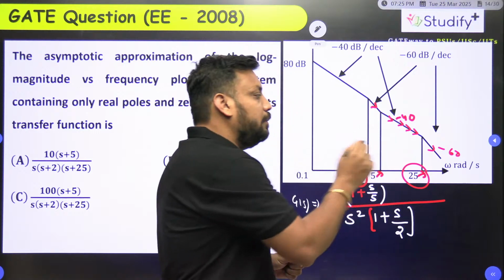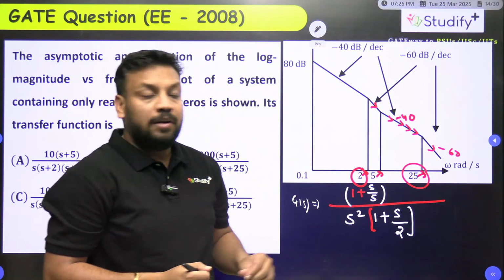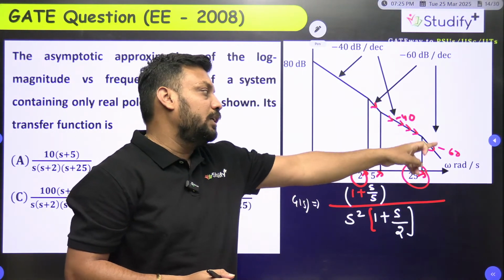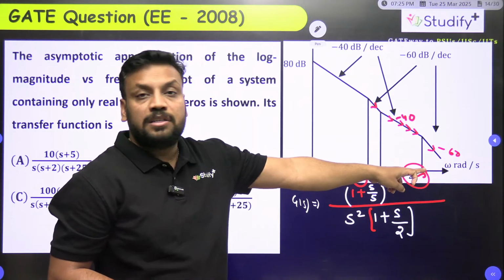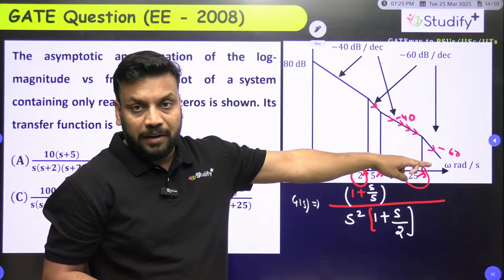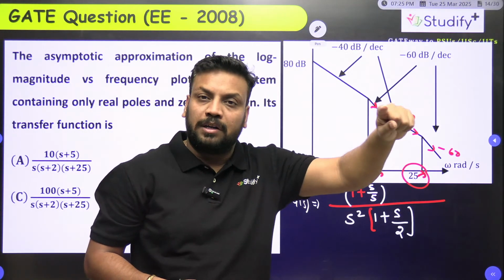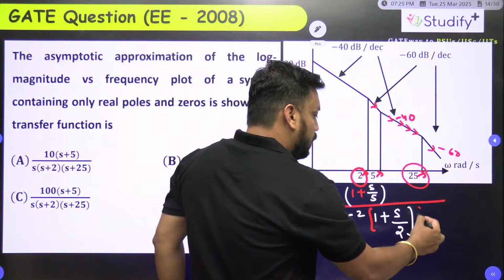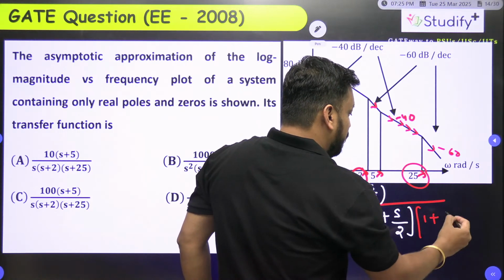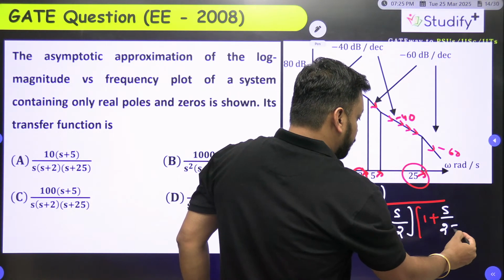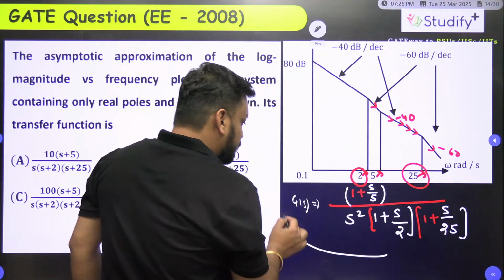तो -40 में क्या करें कि -60 हो जाए? What we need to add in -40 so that it will become -60? So again there is a contribution of -20 dB per decade. It means there will be a pole. -20 मतलब pole, +20 मतलब 0. Pole means it should come in the denominator. Should I write here 1 plus s by 25? Yes. So now student, this is the entire thing.